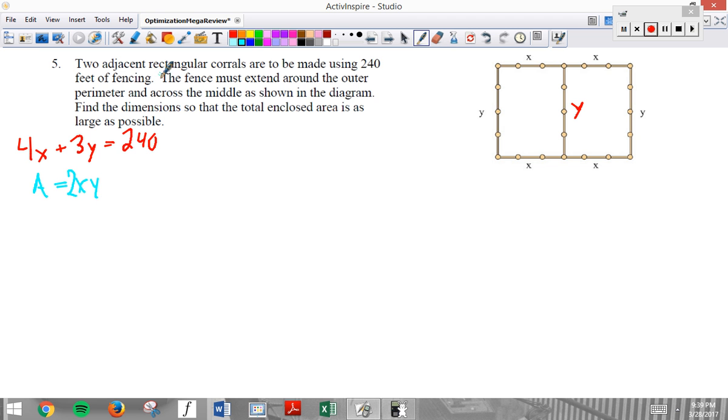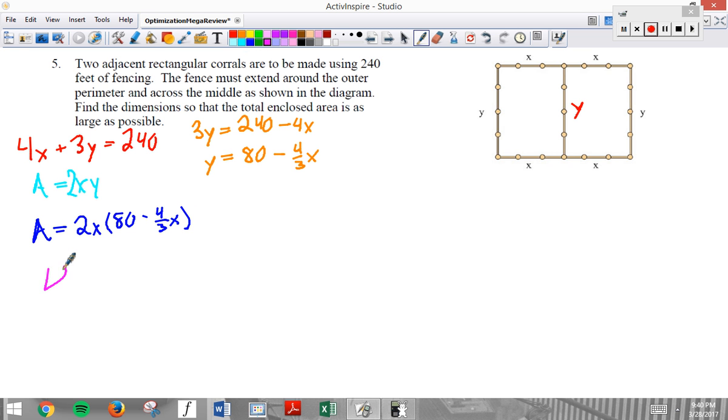I like to get rid of the y. That's just how I roll, people. Like I said, I like the x is better. So I'm going to solve this for y. X is easier because you're used to working with it. I hope you wrote it like this. This is a lot easier to work with than the other. So my new and improved area equation would be 2x times 80 minus 4/3 x.